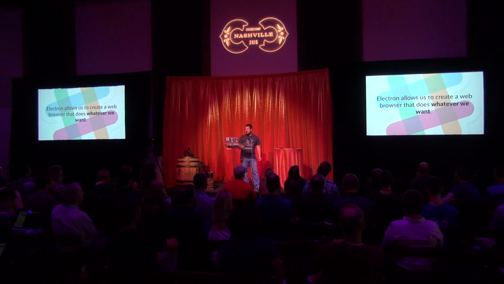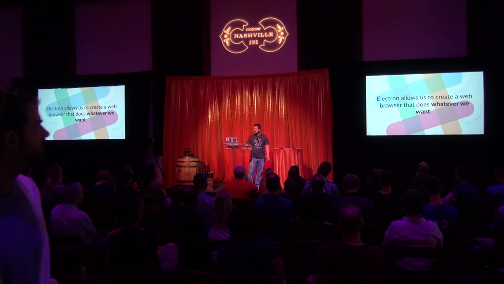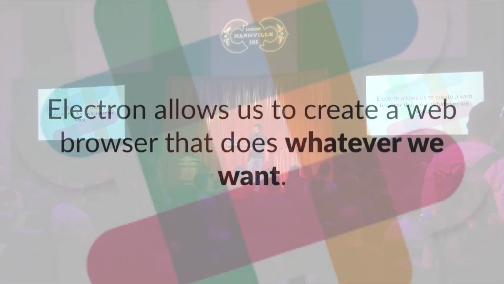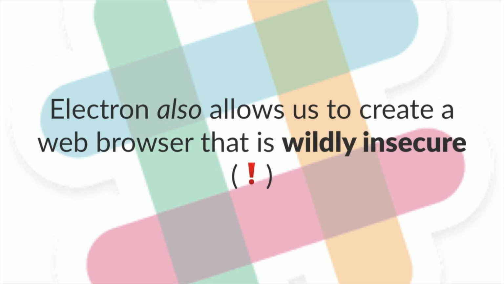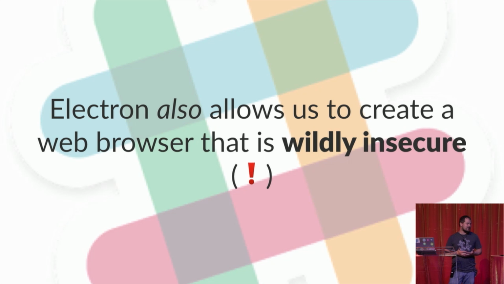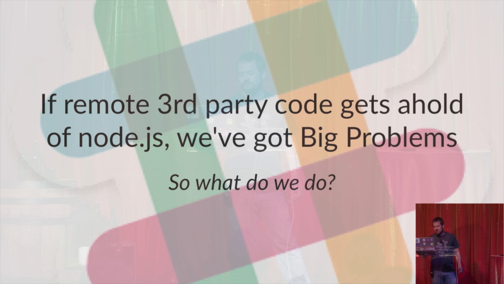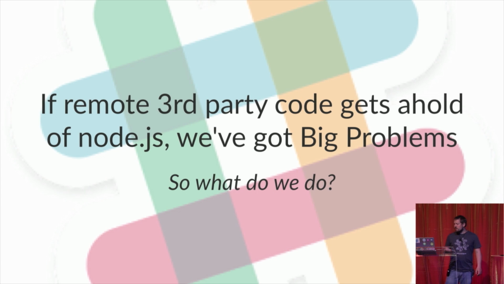And really the core idea is that Electron lets us build a web browser that does whatever we want, which is cool, but it also lets us build a web browser that is wildly insecure. If you're not careful, you can build a web browser that is like IE5 and can let users get hacked by remote content. Because you're loading content off the web, that could be really bad if they can access desktop things, which means they can access users' computers. So if third-party code gets a hold of node.js, we got big problems.